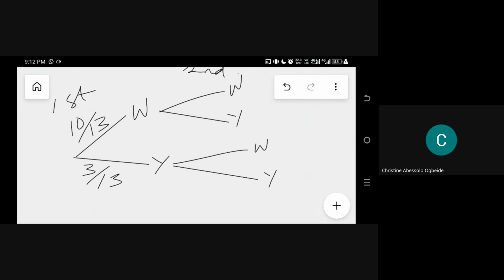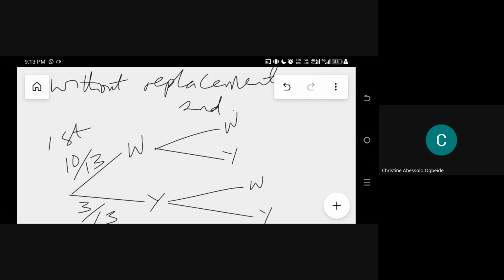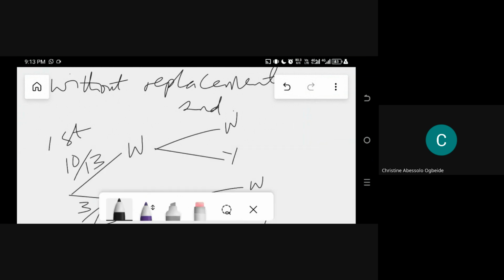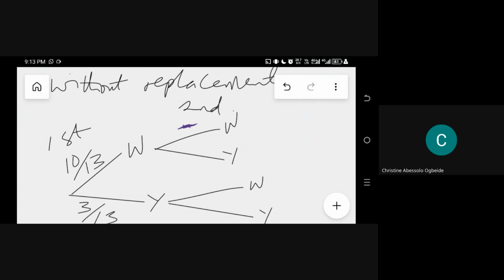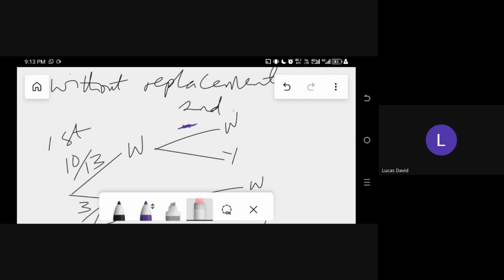All right, Lucas, your turn. Can you hear us? All right, Lucas, back to you. Now, if it was white you picked the first time, remember, without replacement. If it was white you picked the first time, what is the probability that the second time it's a white? That means you fill in this purple space. What should be there? 9 over 12. 9 over 12.